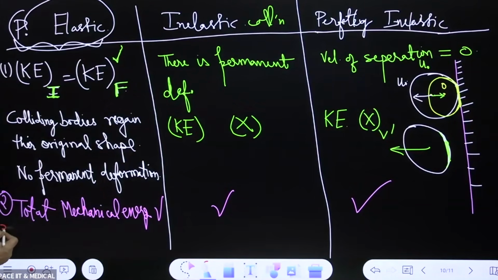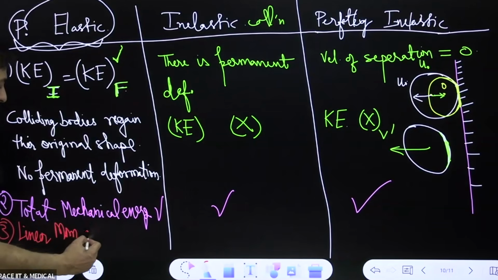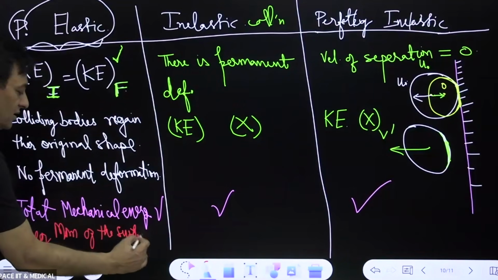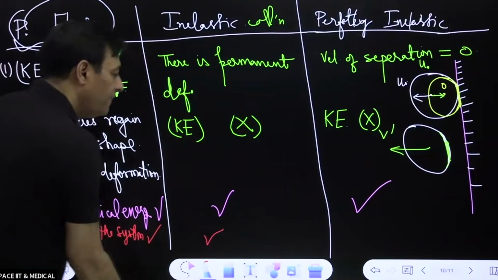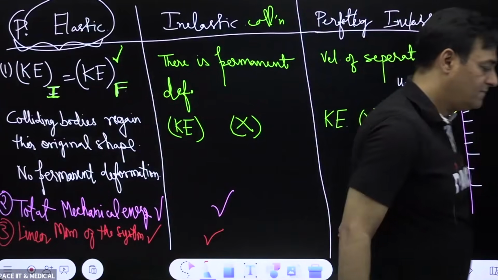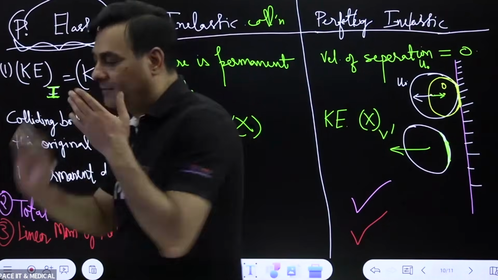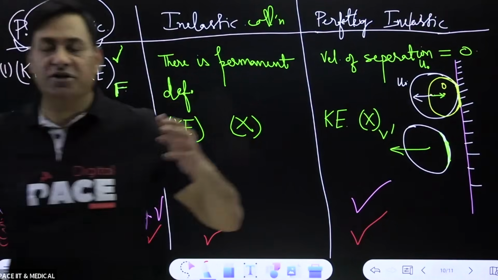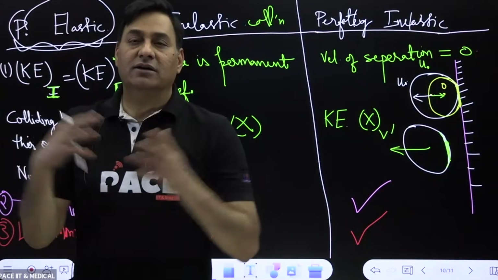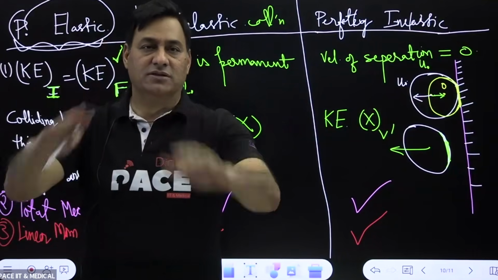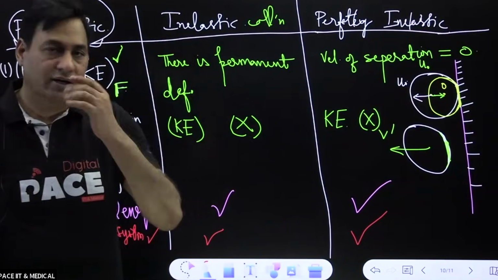So this is the third point: linear momentum of the system is conserved in all the three, because the force that they exert on each other during collision is an internal force. If external force acting on the system is zero, linear momentum will be conserved. Okay, we got it here.